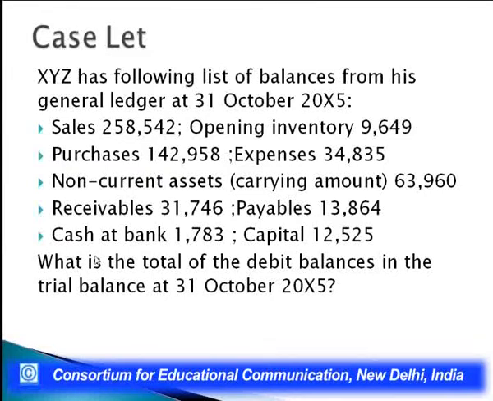Then we have cash at bank. Cash always has a debit balance. A bank account may have a credit balance in the case of an overdraft facility, otherwise a debit balance. And then we have capital. Capital should be taken to the credit side, credit balances.